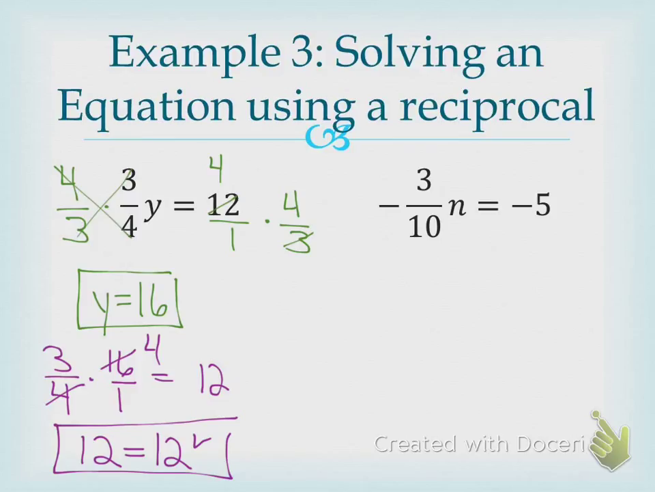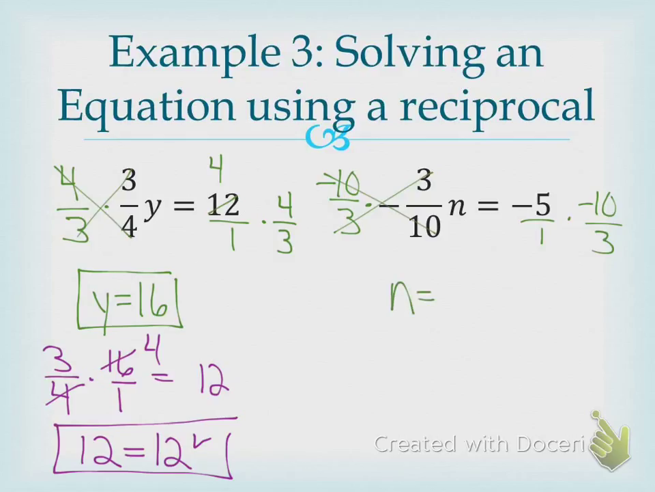Now, the second one just has a couple negatives, but I'm still solving the same way. I want to see if you can do it. All right, so what did you multiply by to get n by itself? Negative 10 over 3. Take that negative with you. Multiply this side by negative 10 over 3. All right, and now I get n equals negative 50 over 3, or that would be negative 16 and 2/3. Okay, either one.